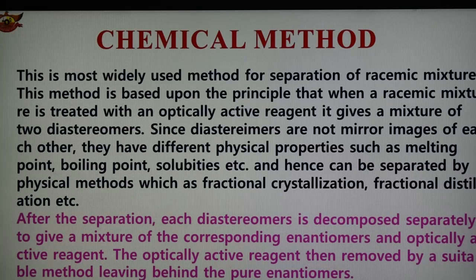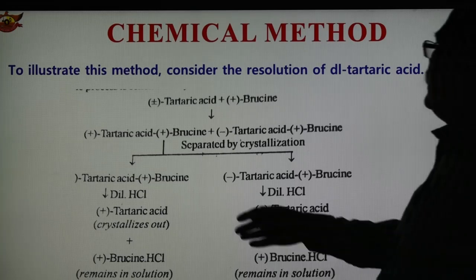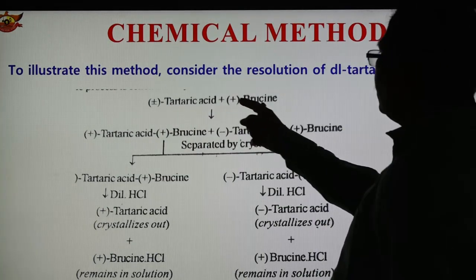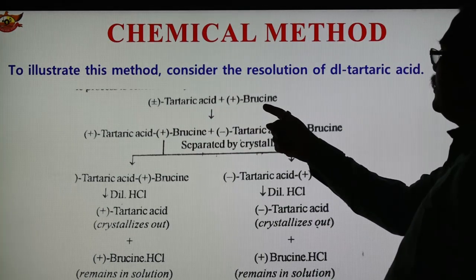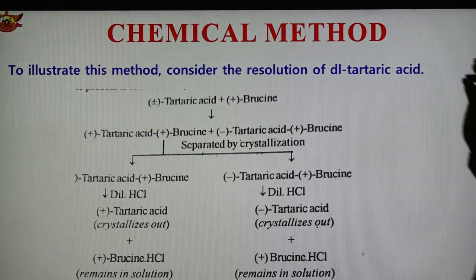So this is the chemical method. As an example, consider the resolution of DL-tartaric acid. As shown in this slide, we take the DL-tartaric acid and add the positive brucine, and when it is added, we get the two parts separated by crystallization.